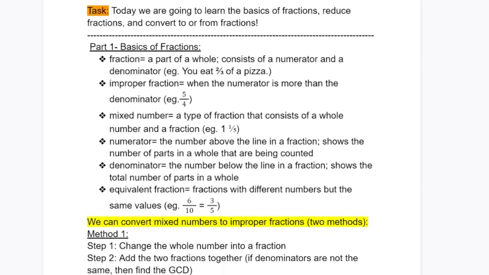Equivalent fractions are fractions with different numbers but the same values. So for example, 6/10 is equal to 3/5. And later on in this video, we're going to be talking about reducing fractions, like I mentioned up here. So we will learn how to get from, for example, 6/10 to 3/5.